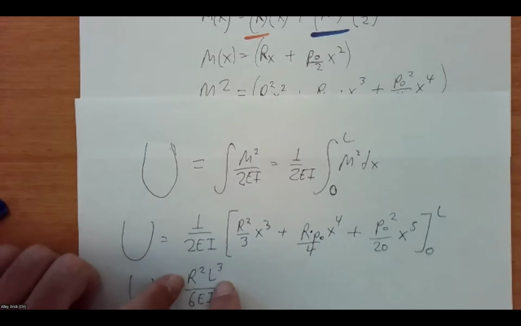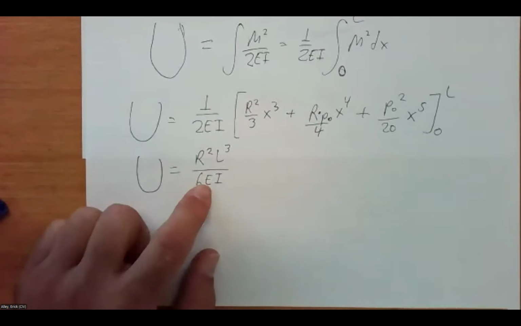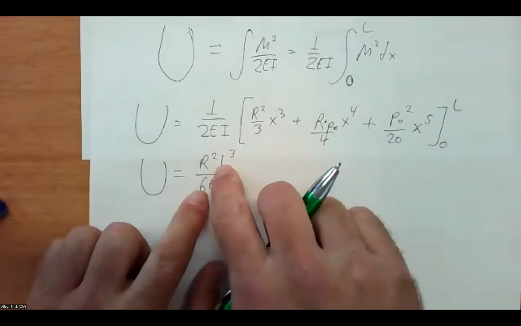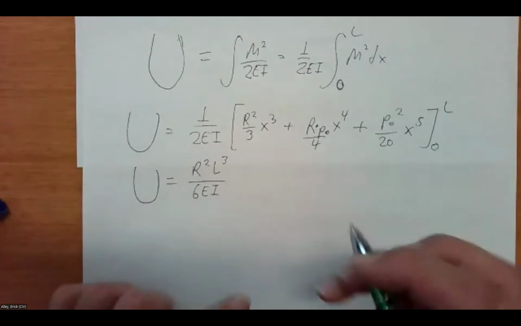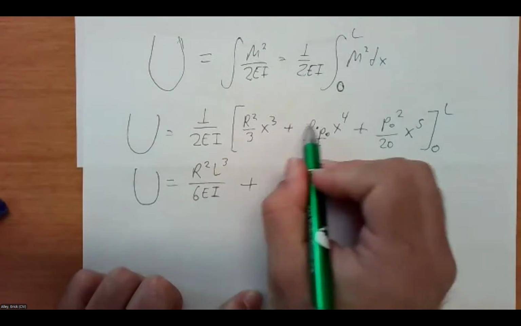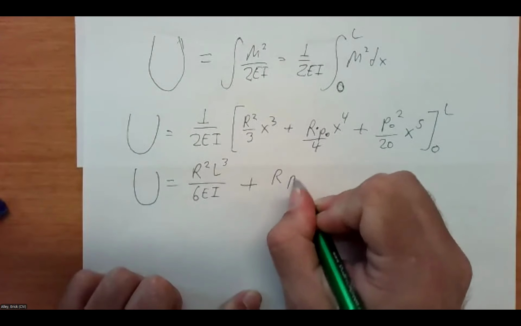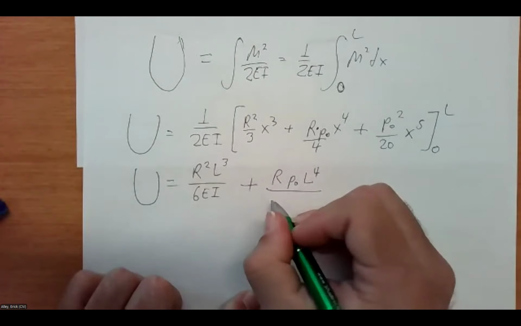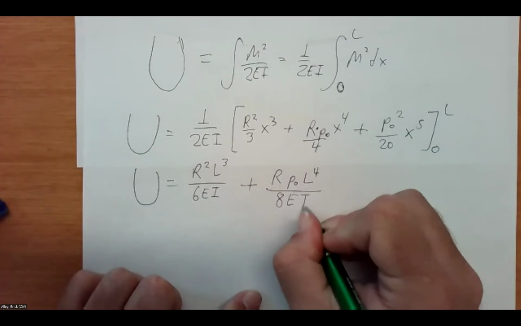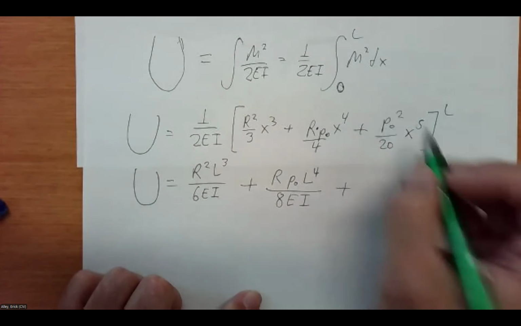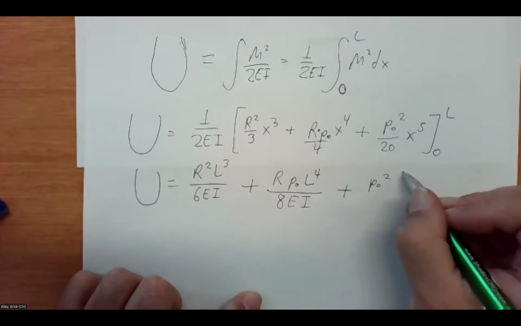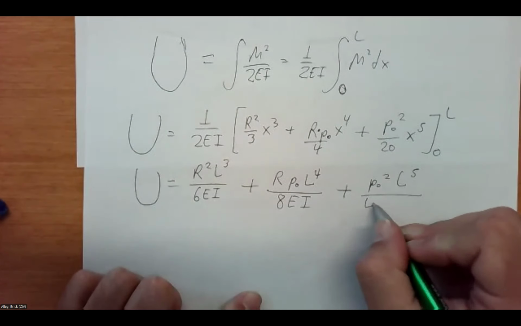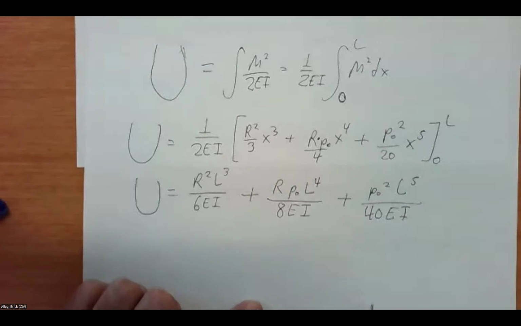Right. Note, this is the same energy that we came up with for the end load by itself. So if I didn't have P naught in there, I'd still get back to my cantilever energy. So that looks like we're on the right track. Then I've got R times P naught. I've got L to the fourth, and then on the bottom, I've now got 8 EI. And in my last term, I've got a P naught squared, L to the fifth, and I had 2 and 20, so I've got over 40 EI.